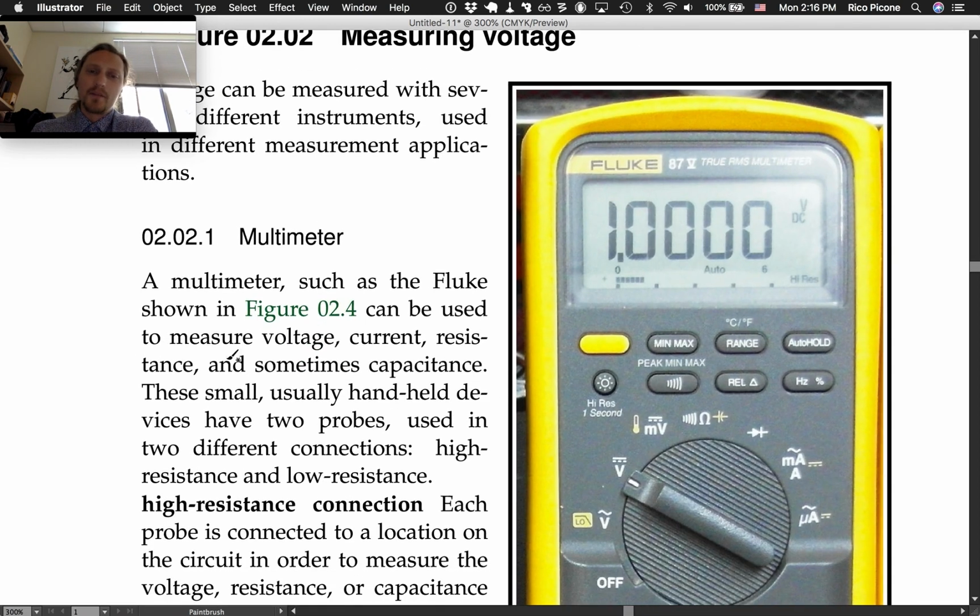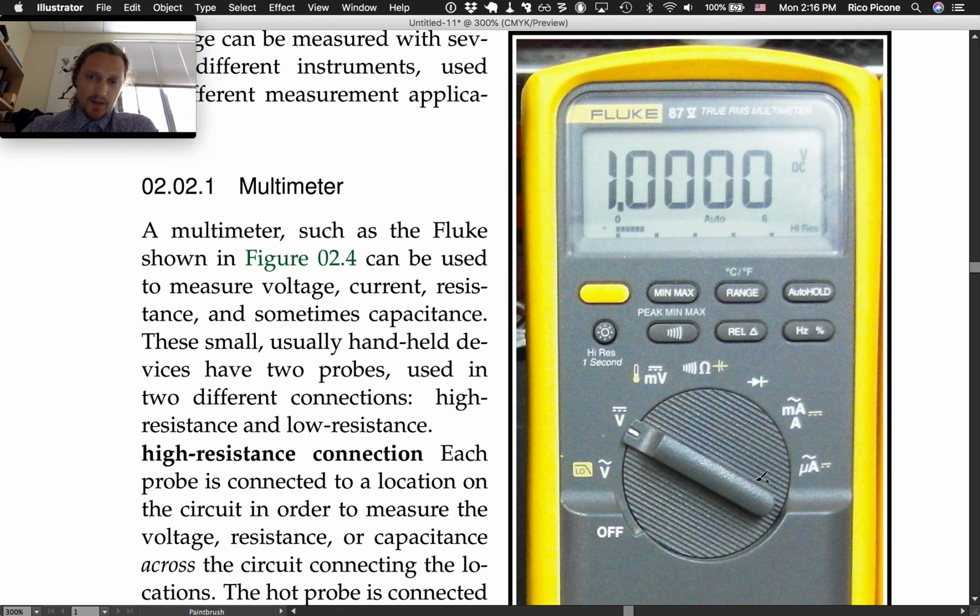A multimeter, such as the Fluke multimeter shown in Figure 2.1, Fluke is a very common brand of multimeter, can be used to measure voltage, current, resistance, and sometimes capacitance. This particular one can also do capacitance and some diode tests.